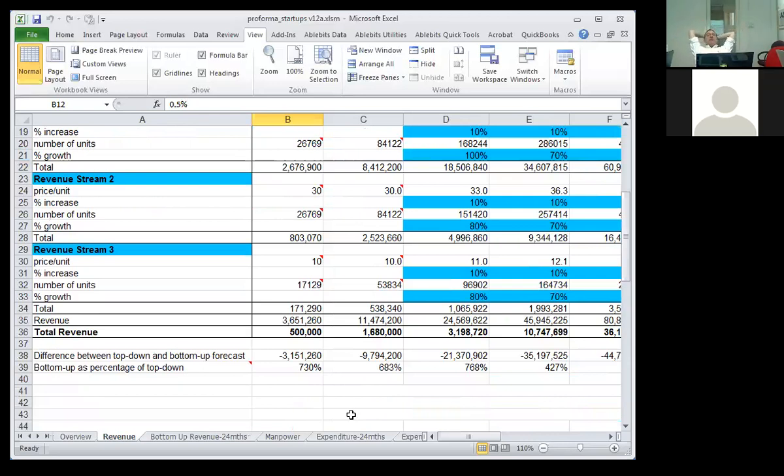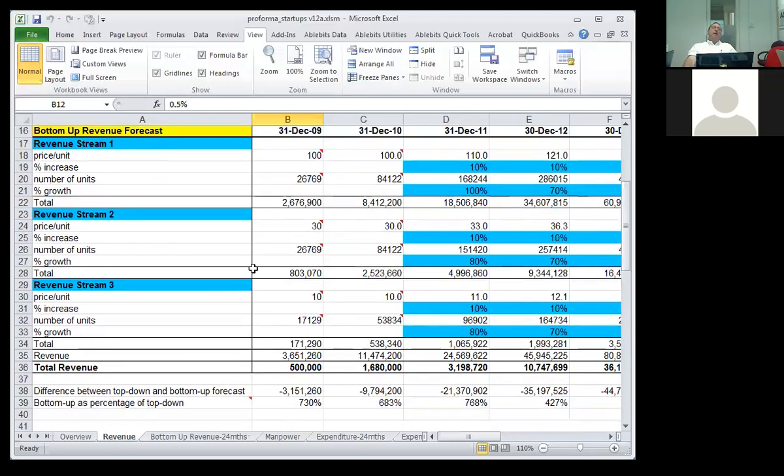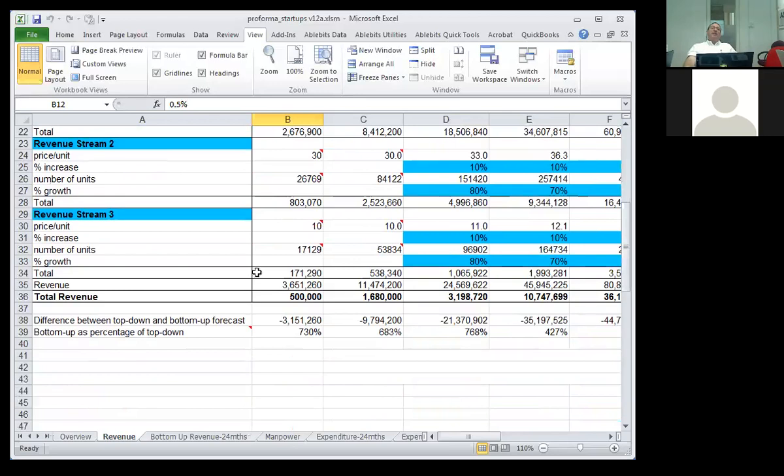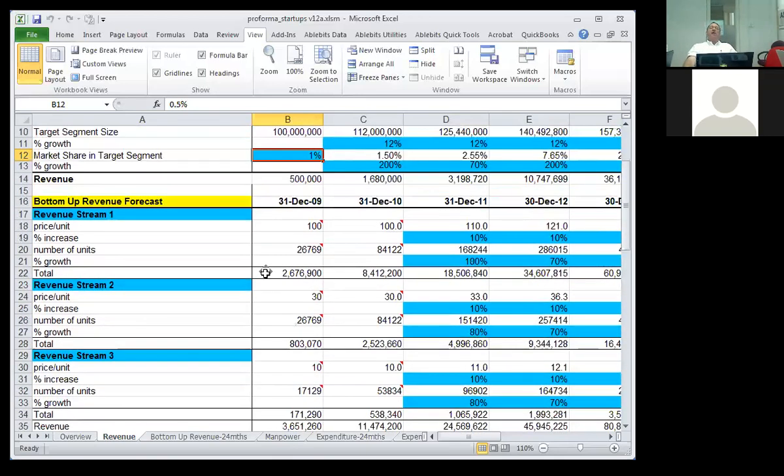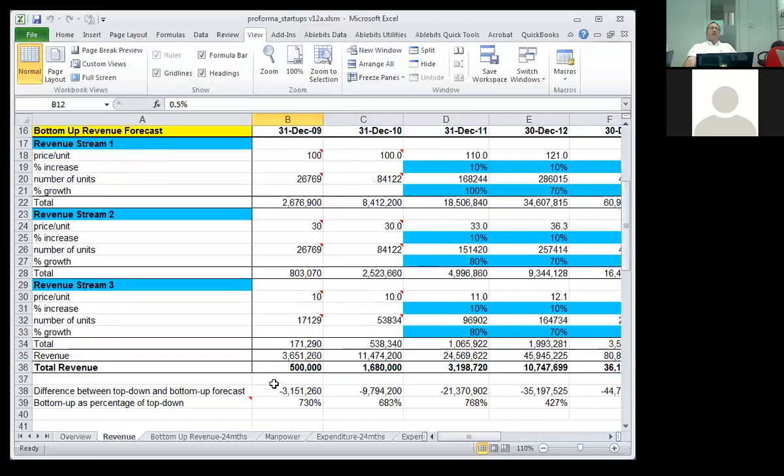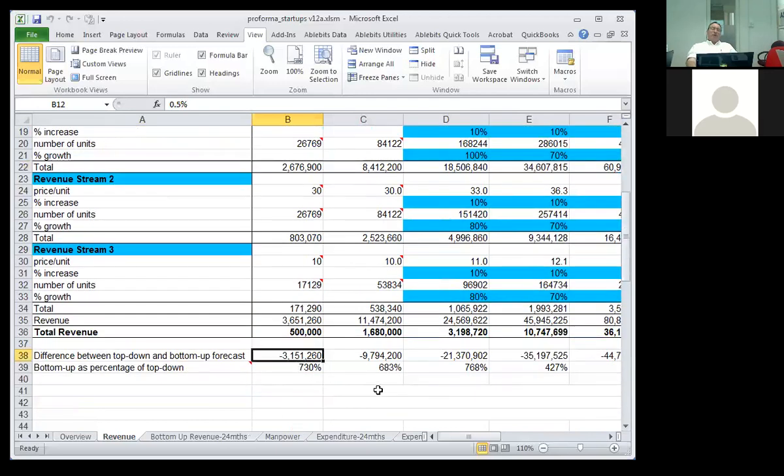So presumably we have made reasonable assumptions in both the top-down and bottom-up cases. And now we come to the first, what I call reality check portion of our modeling exercise. So you can see this row shows us what is the difference between our top-down and bottom-up forecast, both on an absolute basis and a percentage basis.